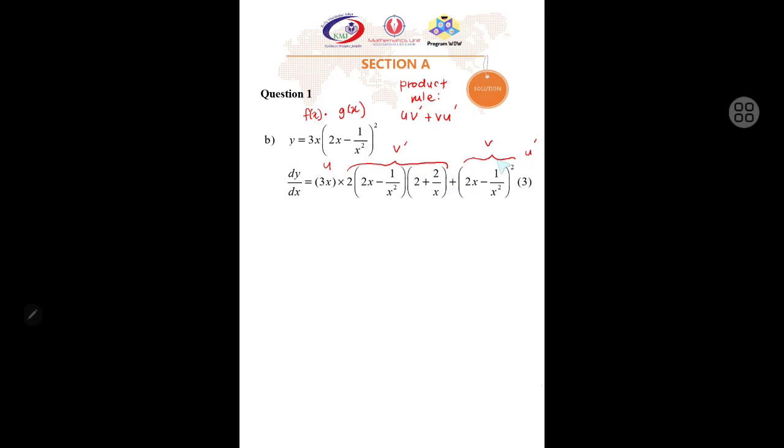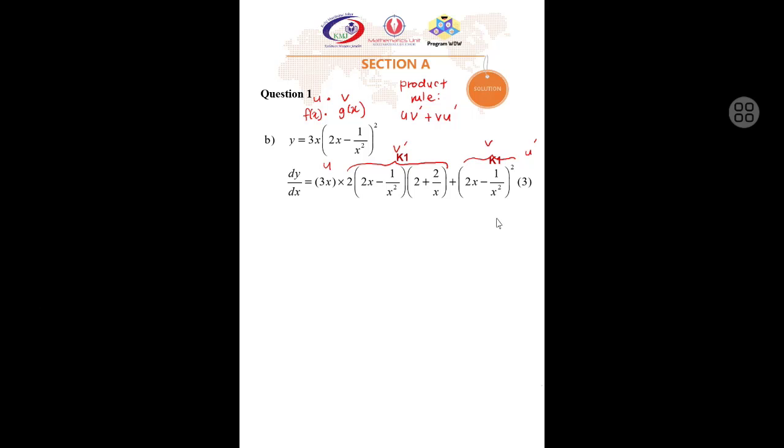And then plus v, copy back your function g(x), this is u dot v. So copy back the function v, and then multiply with u prime. You differentiate 3x, you get 3. So for this, we have 2 marks here, K1, K1.